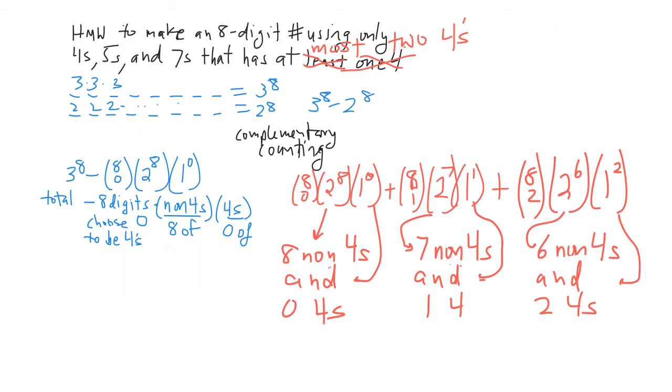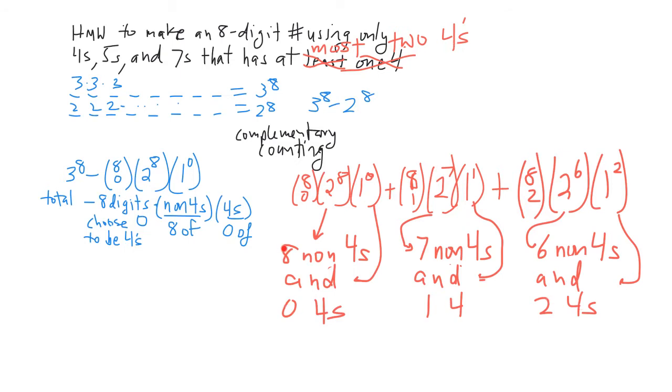So here's the math work that could be done. In this case, I have different possibilities. I could have 8 digits that are not 4s and no digits that are 4s. I could have 7 digits that are not 4s and just 1 4, or 6 digits that are non-4s and 2 4s. That would mean I have at most 2 4s, because I could have 0, 1, or 2.